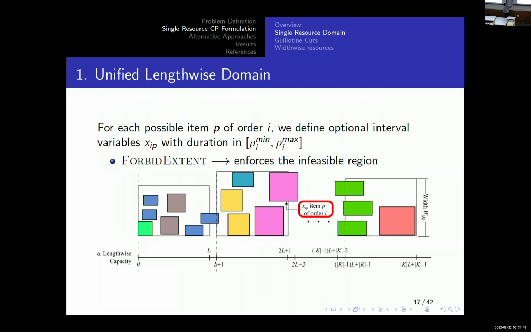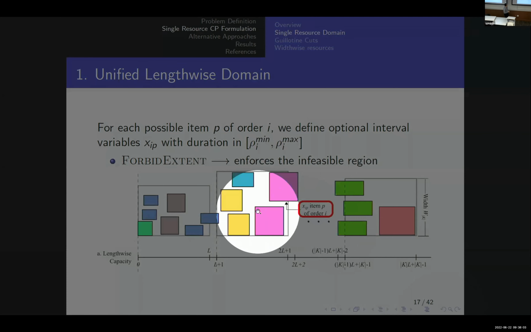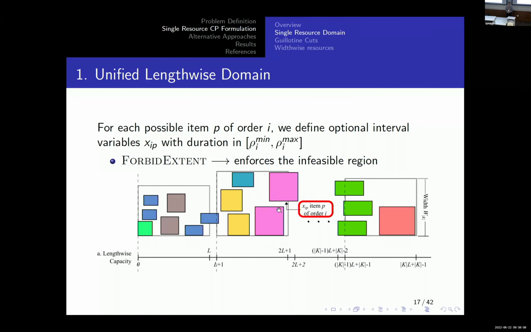In particular, the duration of the interval variable is allowed to be flexible within some range, and this can be accomplished natively in CP scheduling solvers. Now, one issue that you might notice is that over here, you have items that actually span two adjacent stalks. And that's no good. We can't cut an item from two separate stalks, right?